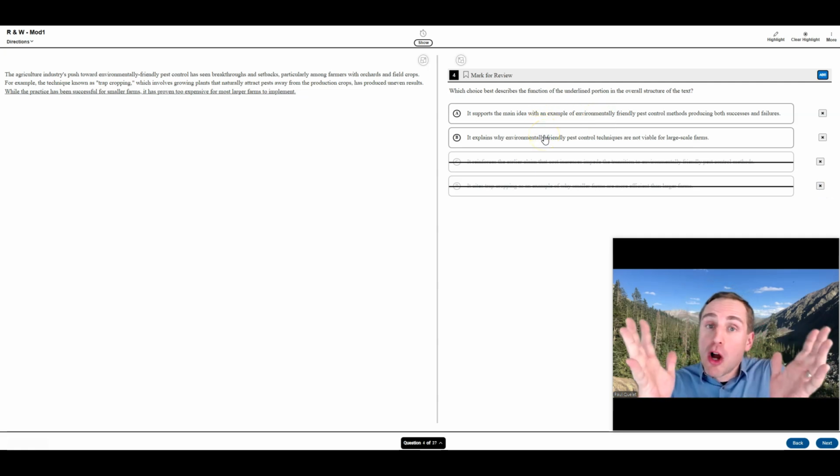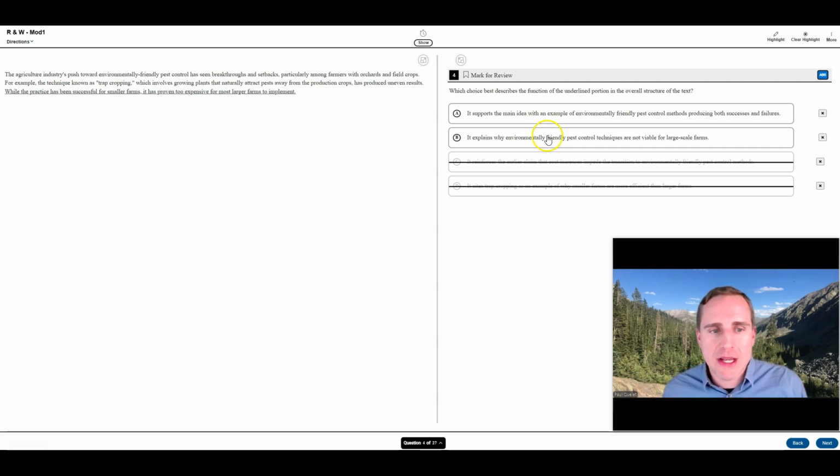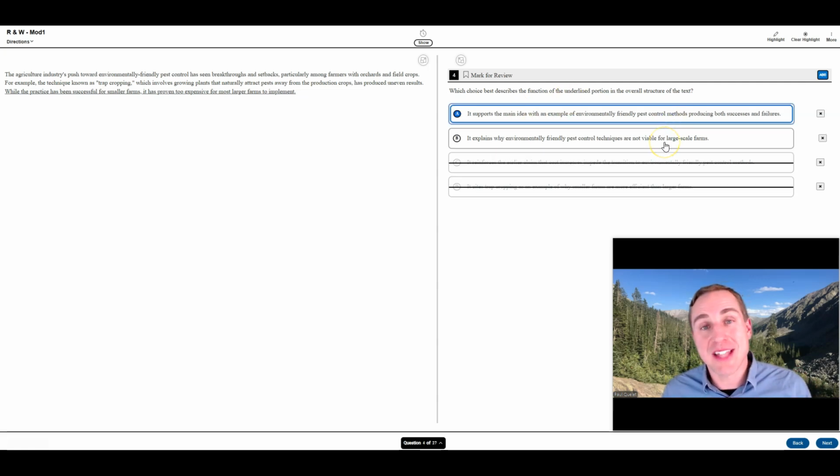Now, by the way, if you were unsure on the actual exam, especially if you're low on time, you do want to make a quick decision here and choose one that's your educated guess. So I don't think it's B, because this underlined portion doesn't really explain why it's too expensive for most larger farms to implement. It's just the cost thing. So it supports the main idea that there are both successes and failures. So let's go with A and then we'll move on.